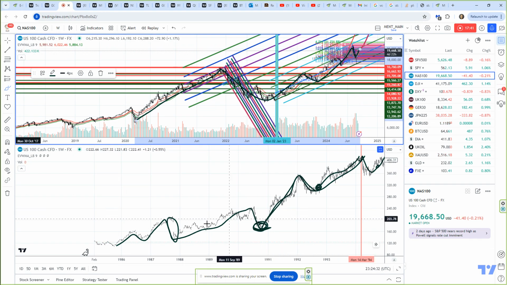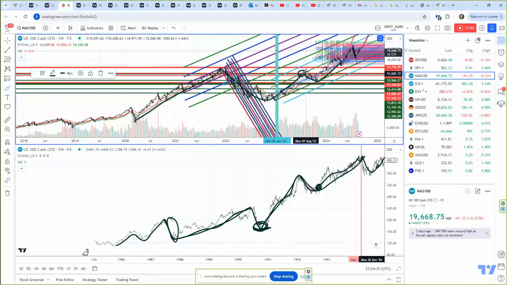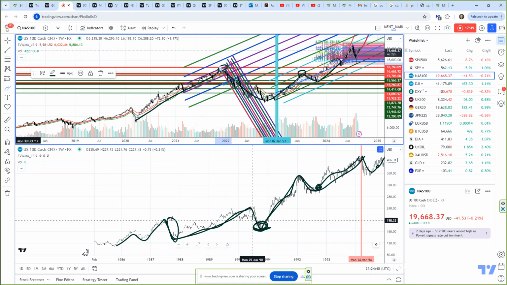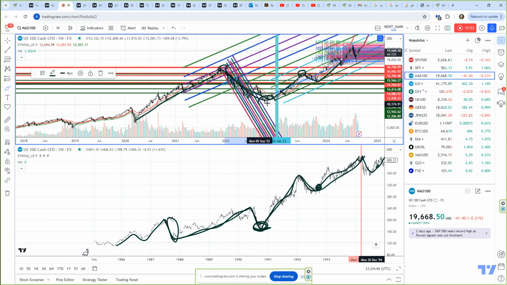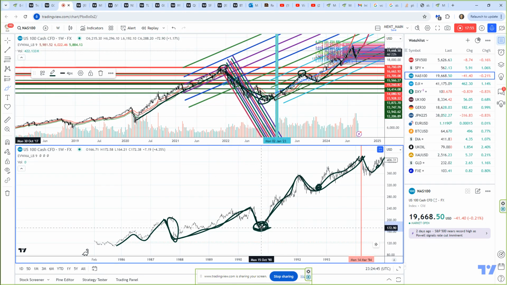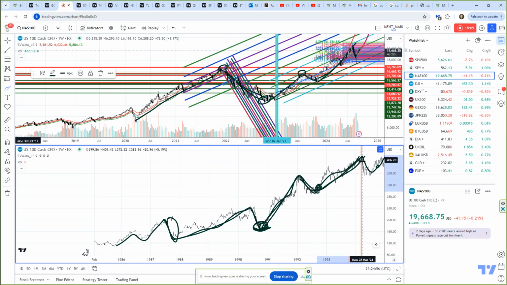So here's our deep pullback. Here's our rally up to this area right here. Rally up to this area. Then we get the moderate pullback, which is this low coming down to here, coming down to here, rallying up to a new high. Didn't quite make a new high, but rolled over. That's what we get right here. We rally up to a new high, rally up to a new high, and then we get the blip. This is what I think is coming.